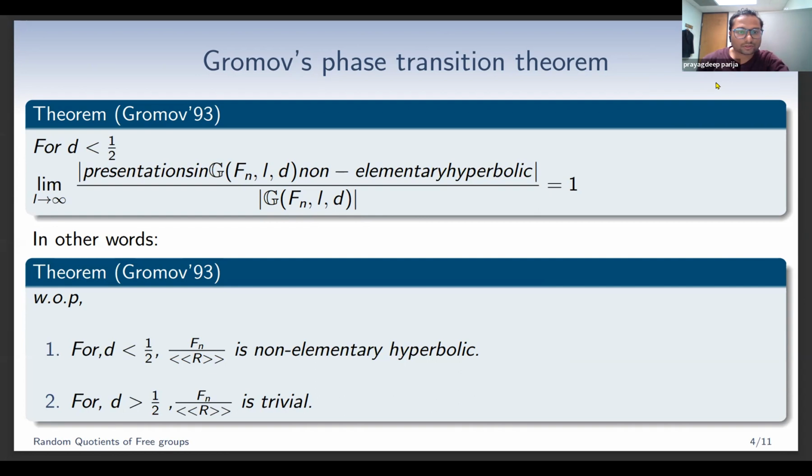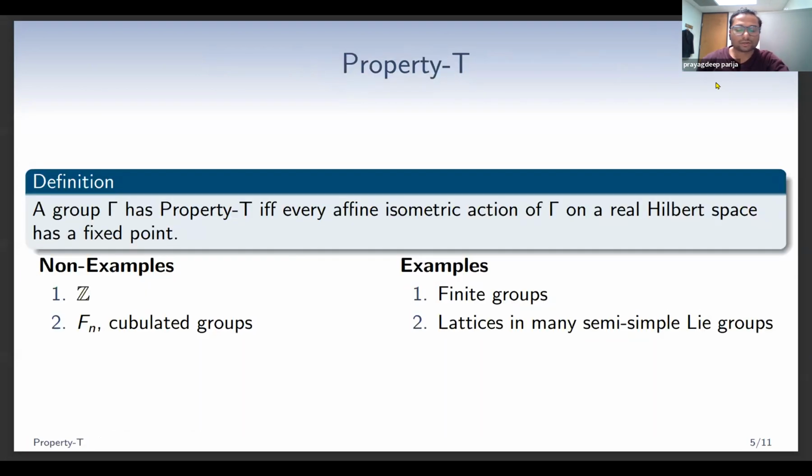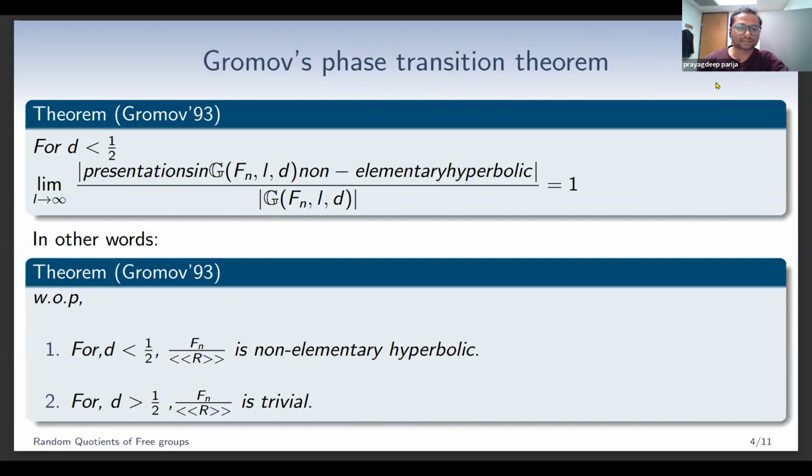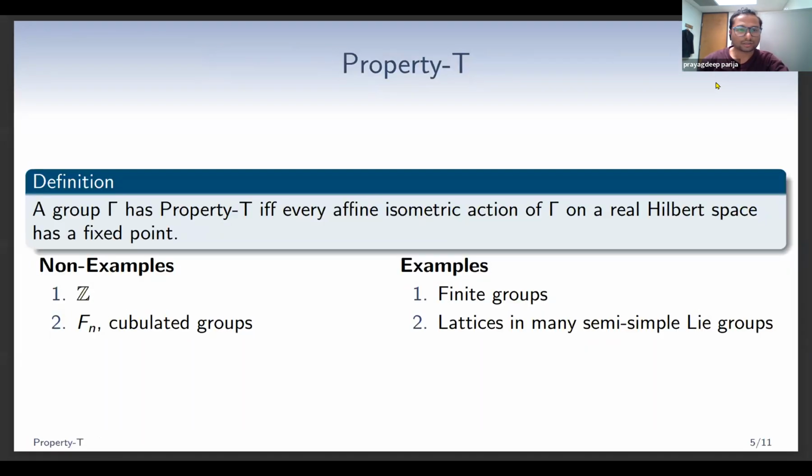So, all right, let's move on to the next character in our story, which is property T. The definition of property T is: a group gamma has property T if and only if every affine isometric action of gamma on a real Hilbert space has a fixed point. So it's a mouthful, but we don't need to really understand the meaning of this definition.